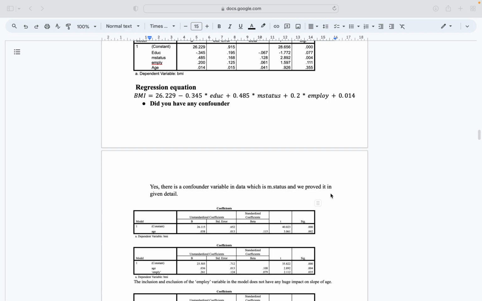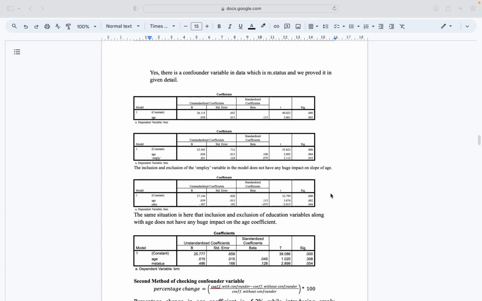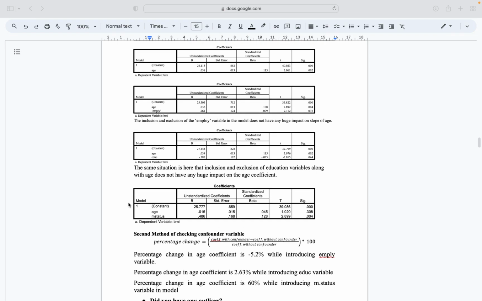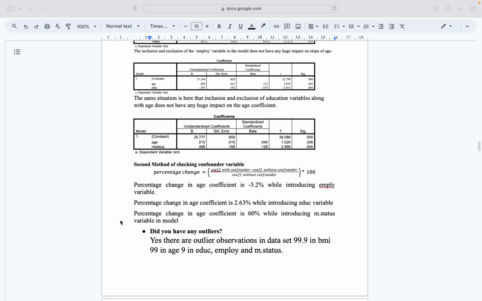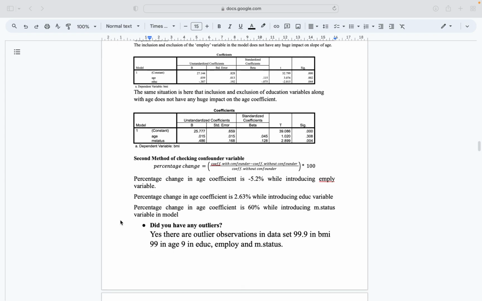Another question would be, did I have any confounders in this analysis? Yes, there is a confounder variable in the data, which is marital status, and these are the data to prove in detail my confounder variables. Did I have any outliers? Yes, there are outliers in my analysis. There are outlier observations in the data set, which are 99.9 in BMI, 99 in age, and 9 in education, employment, and marital status.